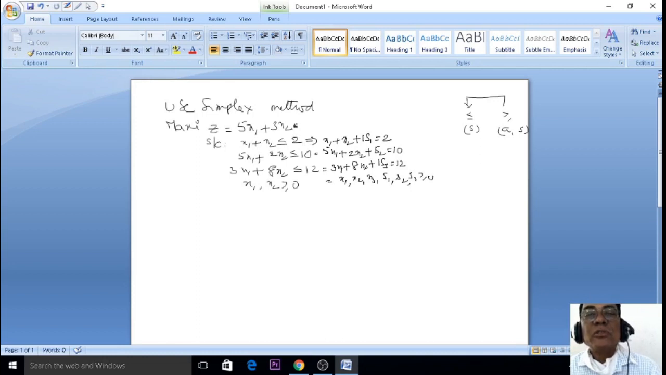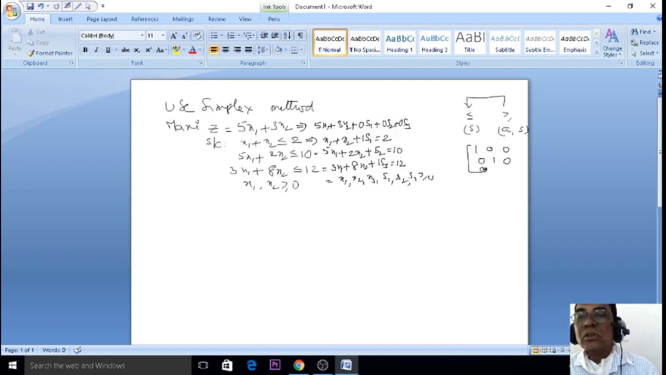Come to the objective function. How do we convert this? It becomes 5x1 plus 3x2 plus 0s1 plus 0s2 plus 0s3, since we are only introducing slack variables. In a previous class I told you an important point: the simplex method is purely connected to the unit matrix. What is the unit matrix here? 1 0 0, 0 1 0, 0 0 1.